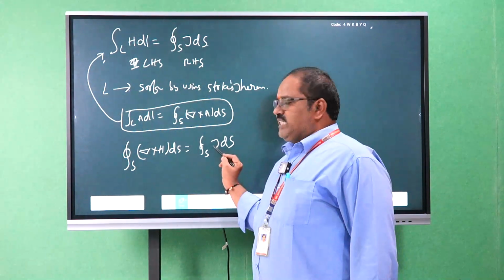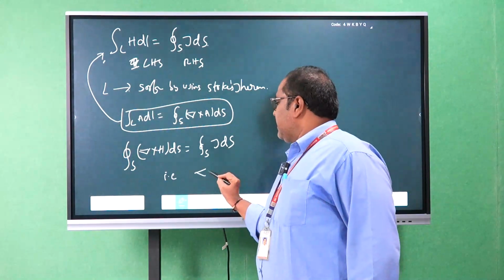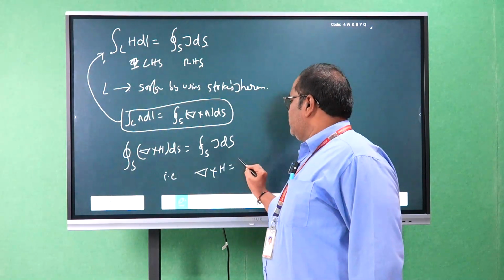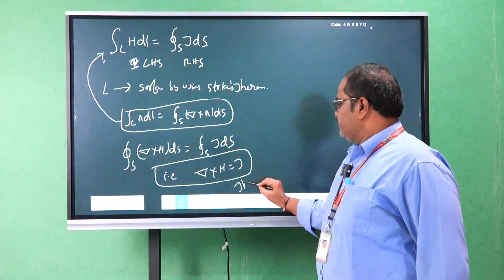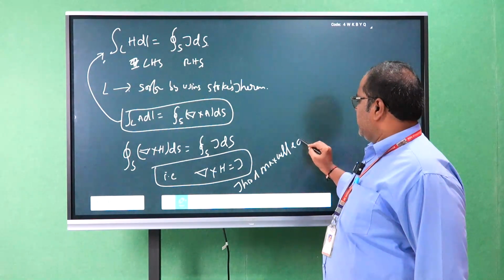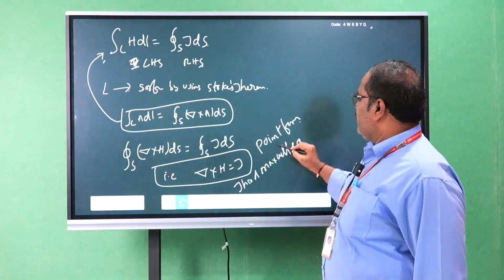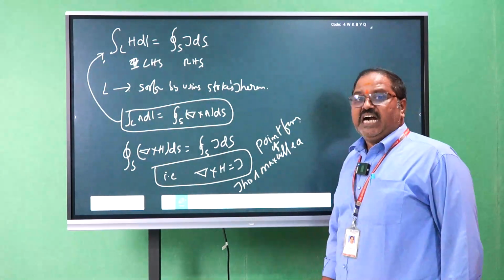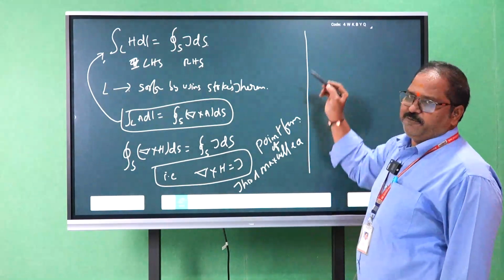Therefore, both will be surface integrals. You have to equate them. Therefore, del cross H is equal to J. That is the third Maxwell equation, which is nothing but the point form of the Maxwell equation. Therefore, what is the Maxwell fourth equation?